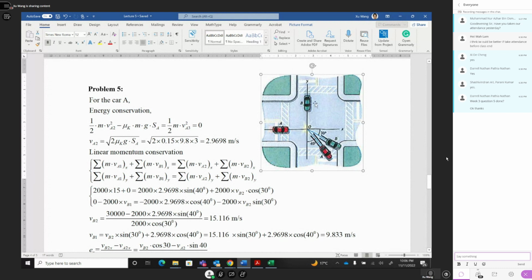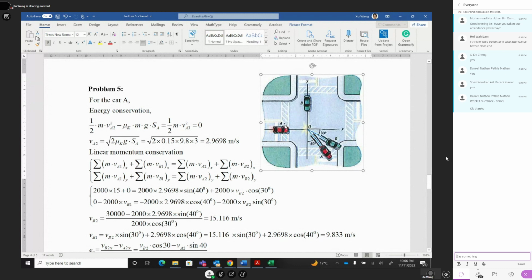Then, how can we get the VB at this speed? We use the linear momentum conservation: the momentum in the x direction should be conserved, and in the y direction should be conserved. So we study the x direction first. Before impact, in the x direction, for car A you have m, it's 2 ton, right? 2 ton multiplied by VA, which is 15 meters per second.